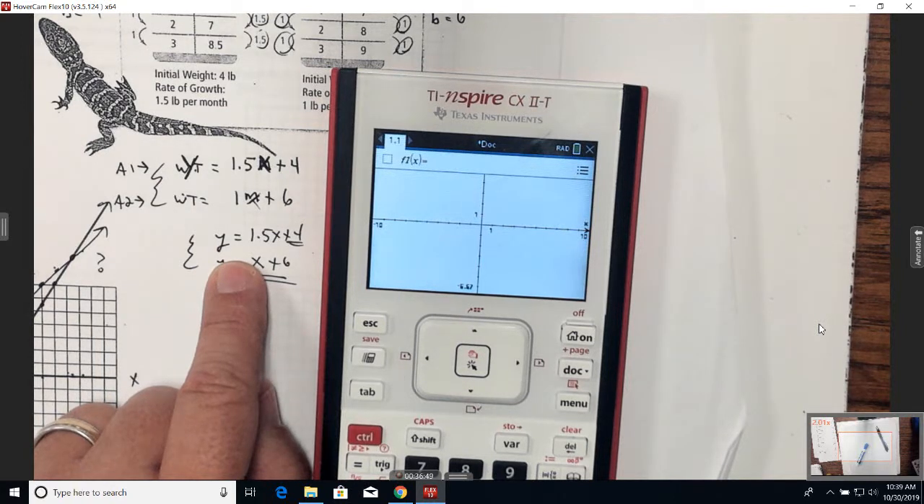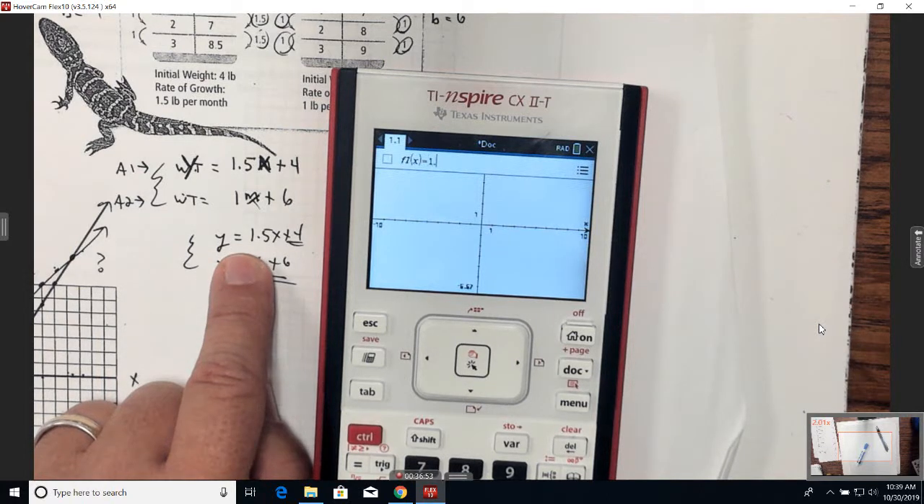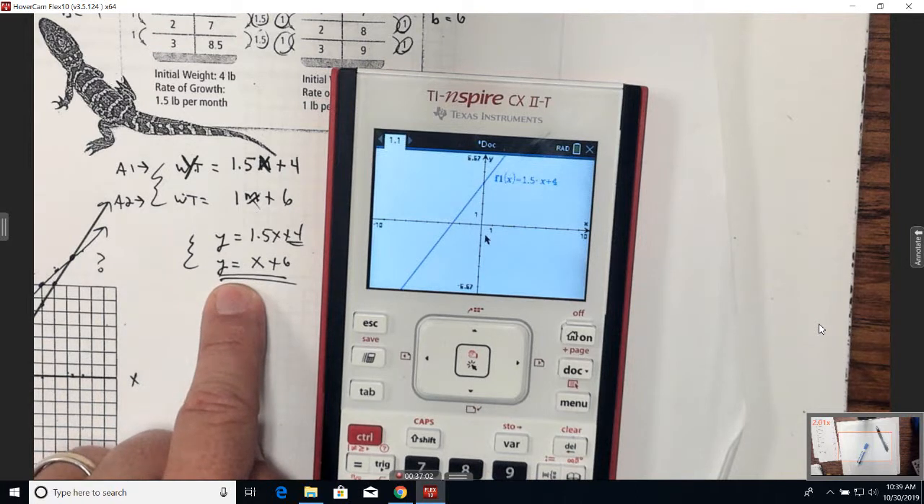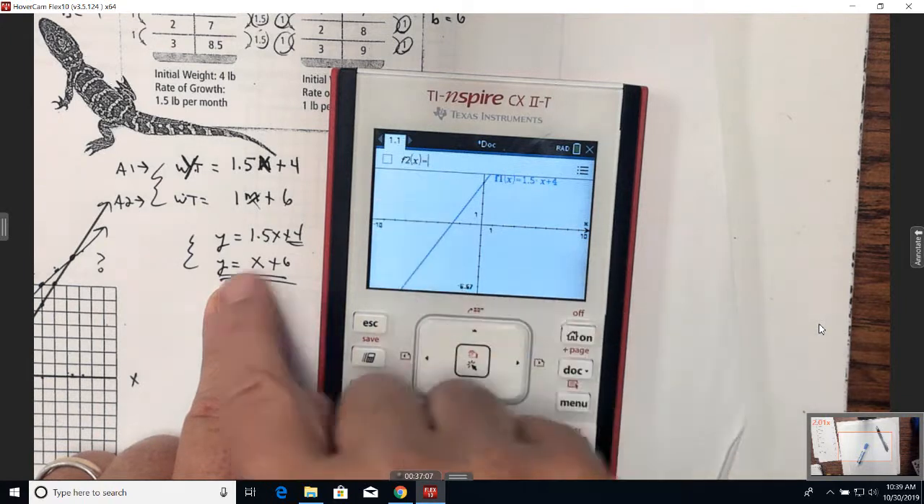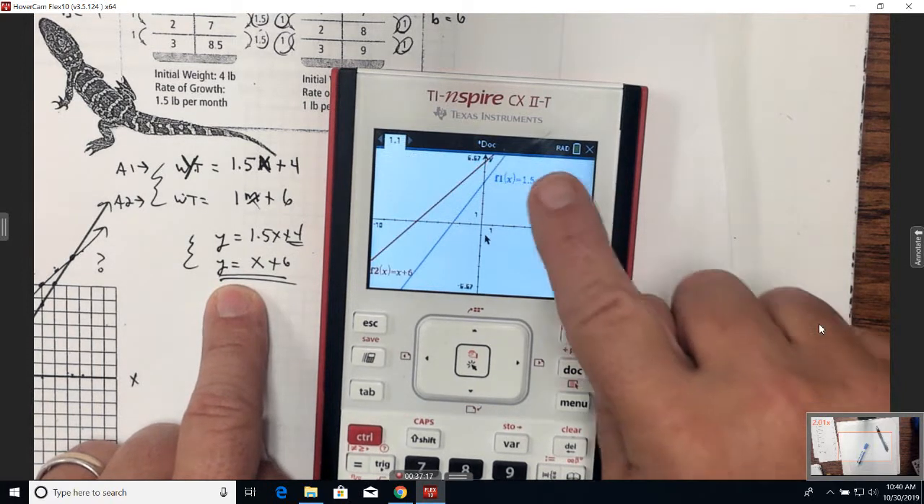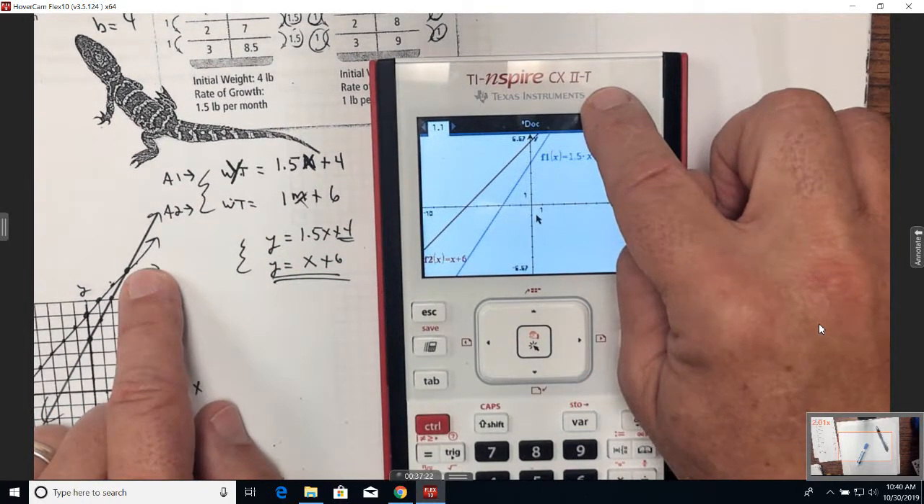Did y'all hear me? So this would be y, or f of x, is equal to 1.5 x plus 4. Now I have tables for this, right? And then do my other one, which is y is equal to. To graph another function, I hit tab, and I'm going to leave it in function notation because it will do tables. This would be x plus 6. And see where they cross. See, that's the same problem. I don't see where they cross.